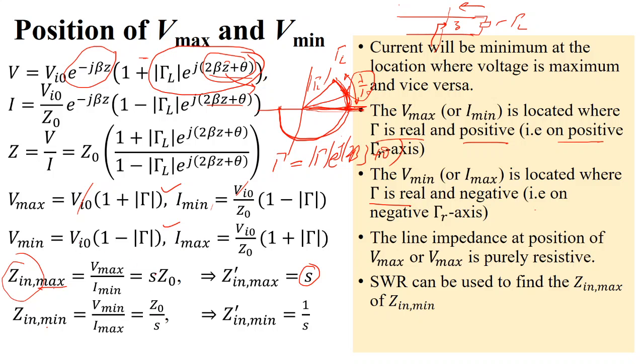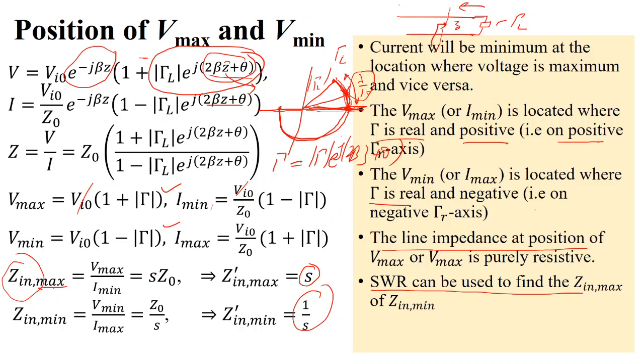So you divide V minimum over I max, and you normalize it, you will get 1 over S. So this is also a real quantity, and this value is 1 by S. So this is also a resistive load. In that case, where you have the maximum voltage or minimum voltage, you will get the line impedance at those locations to be resistive in nature. So here what we have written, the line impedance at a position of V max is purely resistive. SWR can be used to find the Z in at maximum location or Z in at the minimum location.